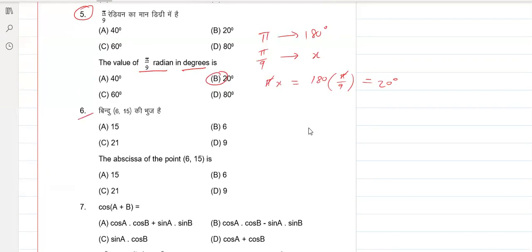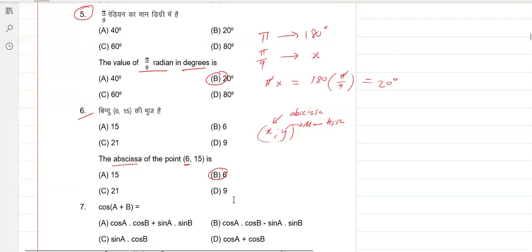Let us look at question number 6. The abscissa of the point 6 and 15. What is abscissa? So we have x and y. So the x value is called the abscissa. Right. And the y value is called the ordinate. Right. So what we're looking at is the x value, abscissa of the point, which is 6 and 15. Will just be 6. So let's look at question 7, guys.